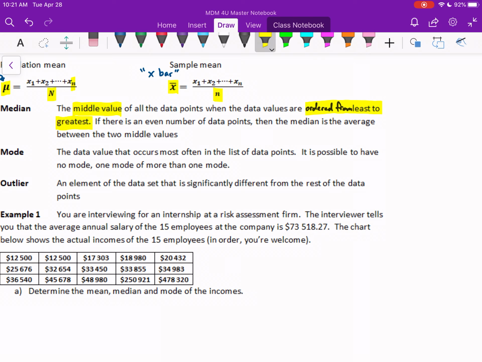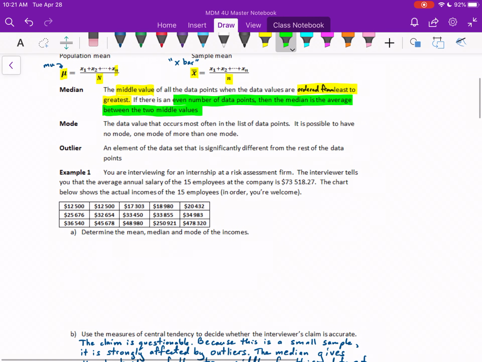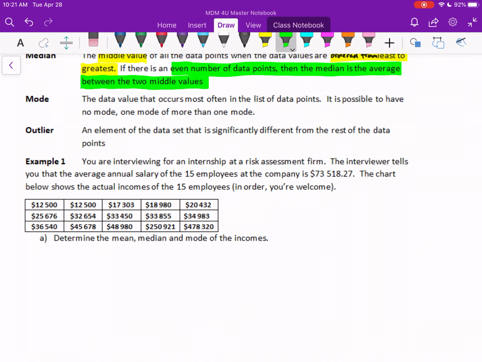So then we have to consider, do we have an even number of pieces of data or an odd number? If it's an even number of data points, then we take the average between the two middle points. I'll talk about this more when we get into an example, but it is a consideration. Like, what do we define as the middle? Mode is just the most often occurring piece of data.